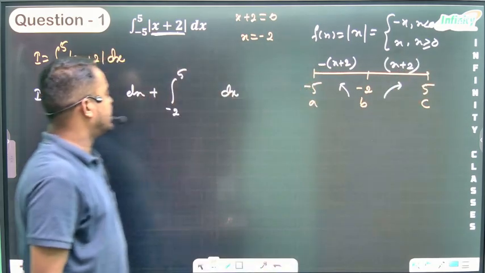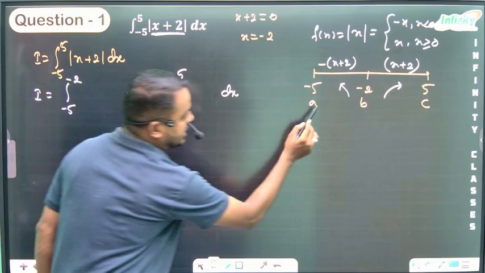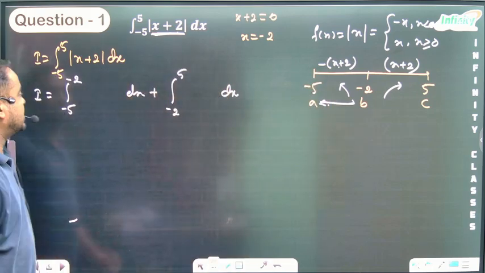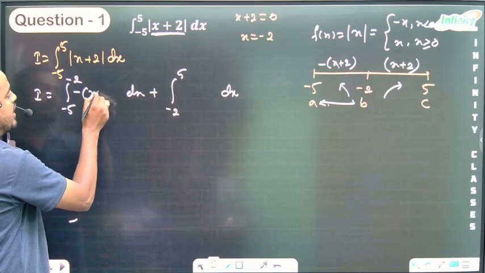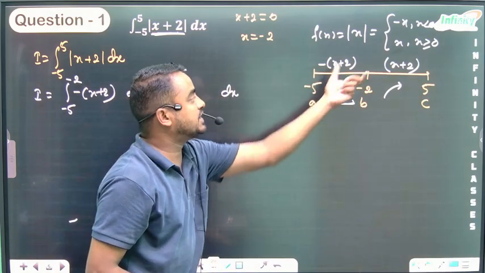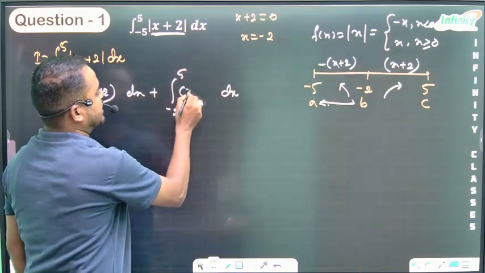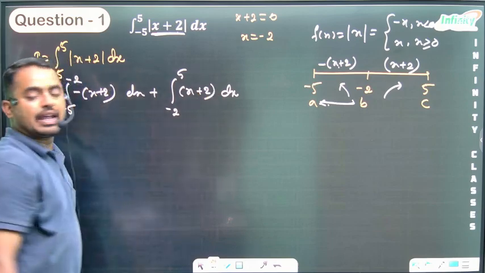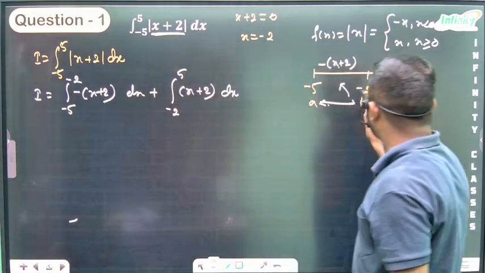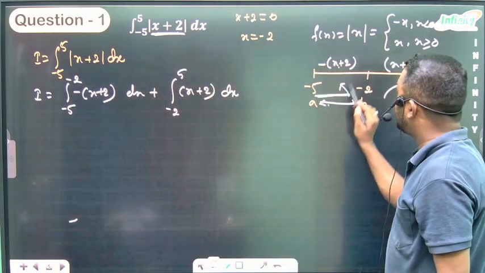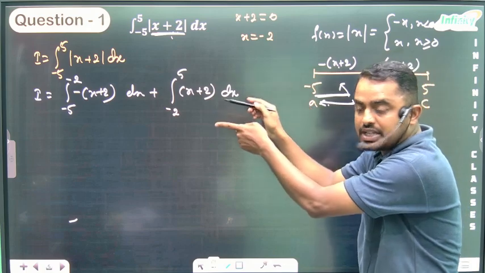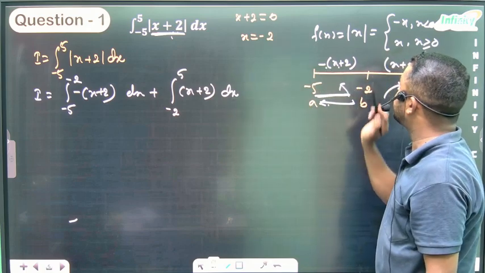Applying this concept here, in the interval -5 to -2, this will be what? Negative, so it becomes minus of x plus 2. Here, -2 to +5, this modulus function is opening as positive. Now applying the formula of integration. In this interval, -5 to -2, mod of x plus 2 will be negative, so we are removing the modulus sign and writing the minus sign, that is minus of x plus 2.